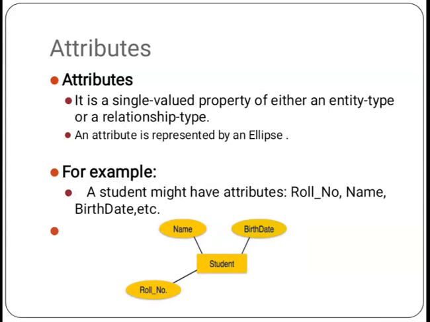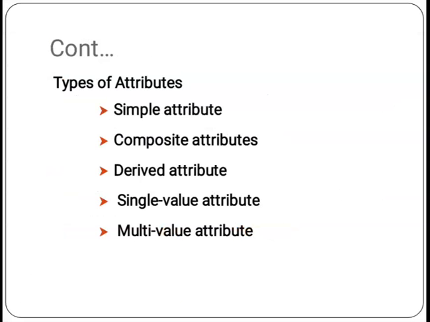Next, attributes. An attribute is a valid property of either an entity type or a relationship type. It is represented by an ellipse symbol. Here student is an entity. It has three attributes, that is roll number, name, and birth date. The attributes have the following types: simple attribute, composite attribute, derived attribute, single value attribute, and multi-value attribute.